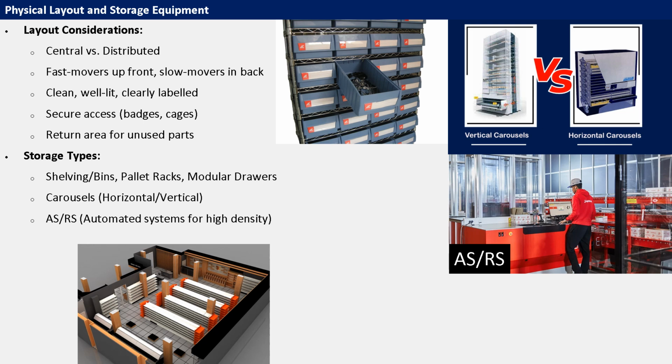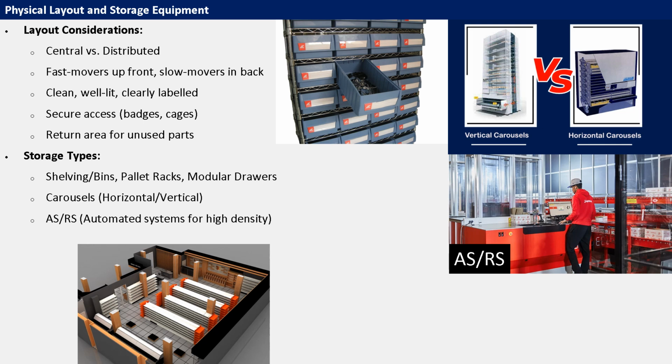High usage or fast-moving items should be positioned at the front or closest to the issue counter, while rarely used parts can be placed in more remote areas. Every bin, shelf, or storage area must be clearly labeled to reduce confusion and picking errors.